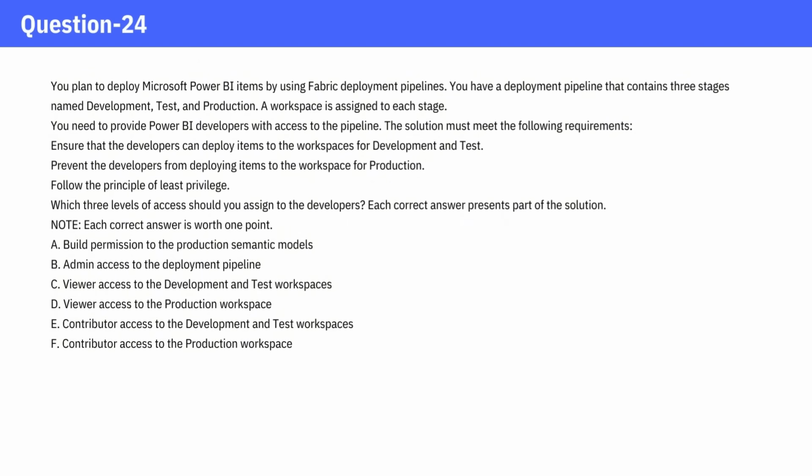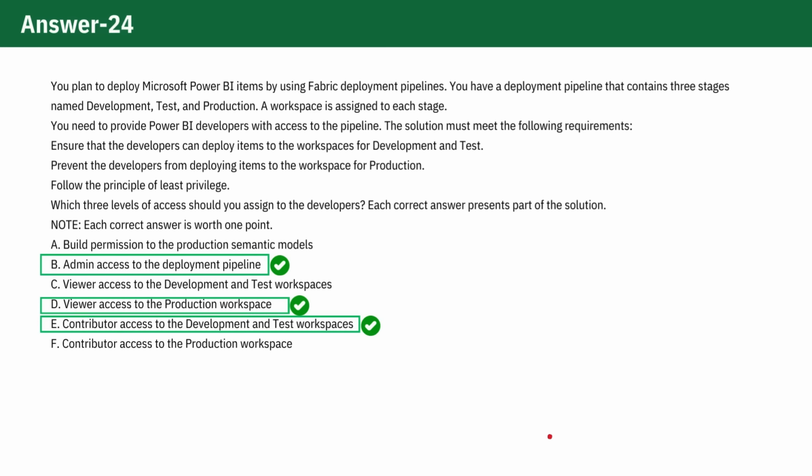Which 3 levels of access should you assign to the developers? Each correct answer presents part of the solution. A. Build permission to the production semantic models. B. Admin access to the deployment pipeline. C. Viewer access to the development and test workspaces. D. Viewer access to the production workspace. E. Contributor access to the development and test workspaces. F. Contributor access to the production workspace. Please take a moment to pause the video, review the answer options, and then verify your answer. The correct answer options are B, D, and E.